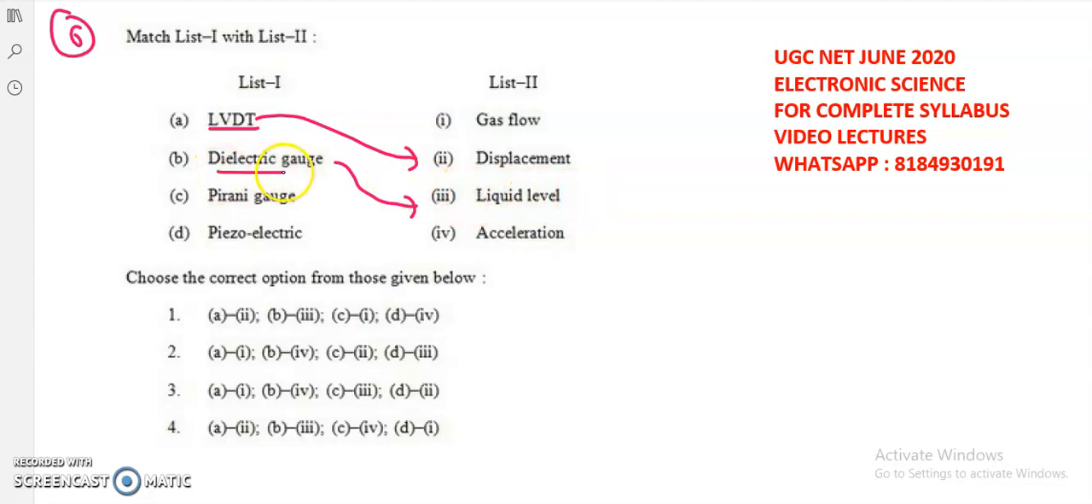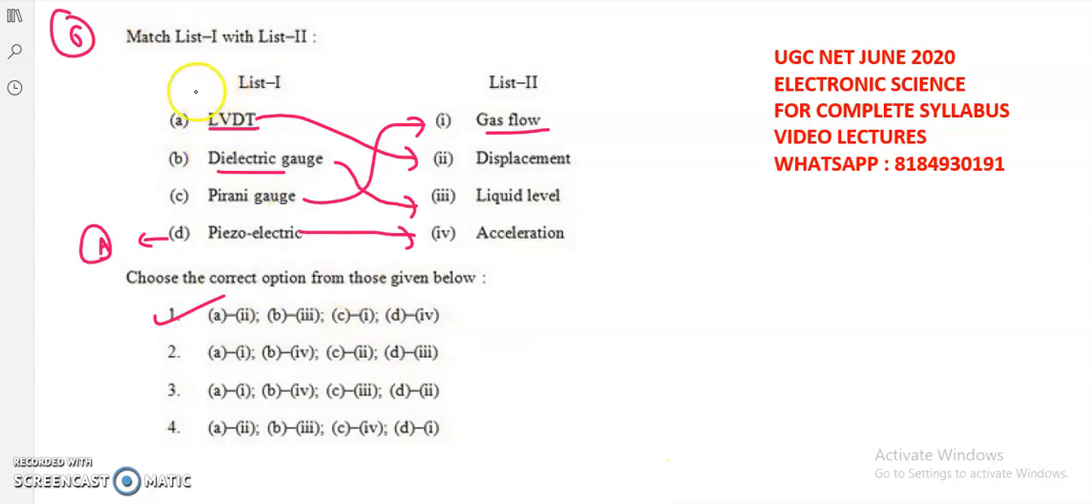These dielectric gauges we can also use in water tank indicators. And coming to the Pirani gauge, the Pirani gauge is used to measure the gas flow. How much gas is flowing depends upon the pressure. If the gas flow rate is high, then the pressure is also high. If the gas flow rate is less, then the pressure is also less. And the piezoelectric transducers are used to measure the accelerations. The piezoelectric transducer is an active transducer. So here A is matching up with 2, B is 3, C is 1, and D is 4. So the first option is the correct one.